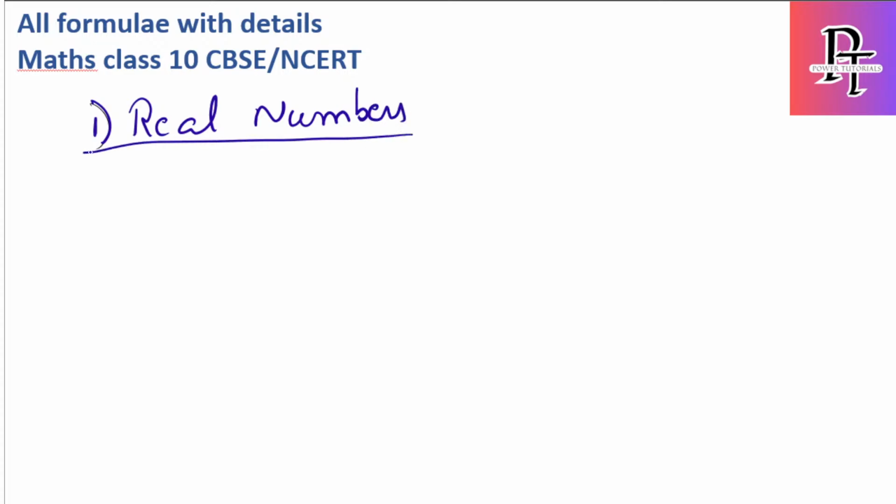So we'll cover the main important formulas from this chapter first, and then we'll go on one by one. First, for real numbers you have to understand that we have different types of numbers. First one is natural numbers, which go from 1 to infinity. Then we have whole numbers, which go from 0 to infinity. Then we have integers, which go from minus infinity to plus infinity.